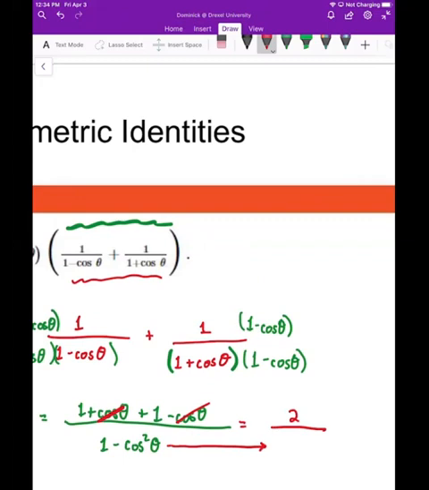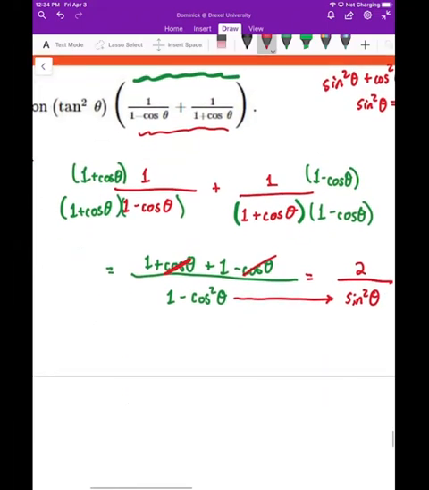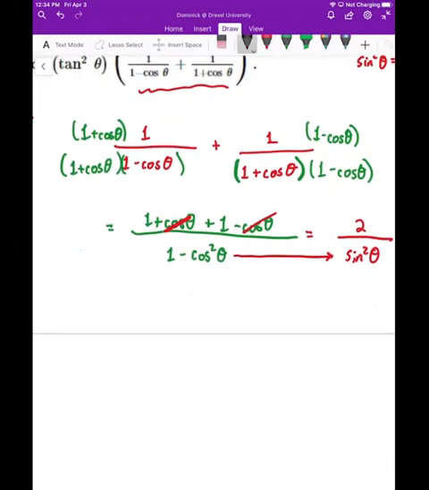And we know from sine squared plus cosine squared equals 1, if you subtract cosine squared from both sides, that 1 minus cosine squared is sine squared. So I can put a sine squared here. This complicated thing in the parentheses eventually became 2 over sine squared. So far, we have tangent squared theta, and we've transformed that second thing into 2 over sine squared theta.